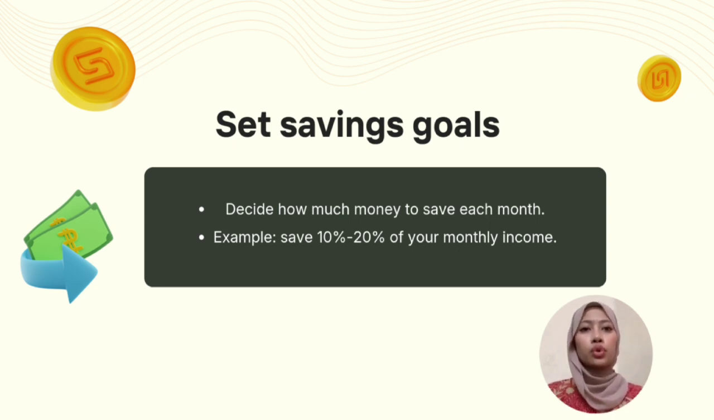A simple way to start is by saving 10% to 20% of your monthly income. Instead of saving whatever is left at the end of the month, try saving first and then use the remaining money for expenses. And also, it's helpful to have specific goals such as an emergency fund, your education, a trip, or something you have always wanted to buy.